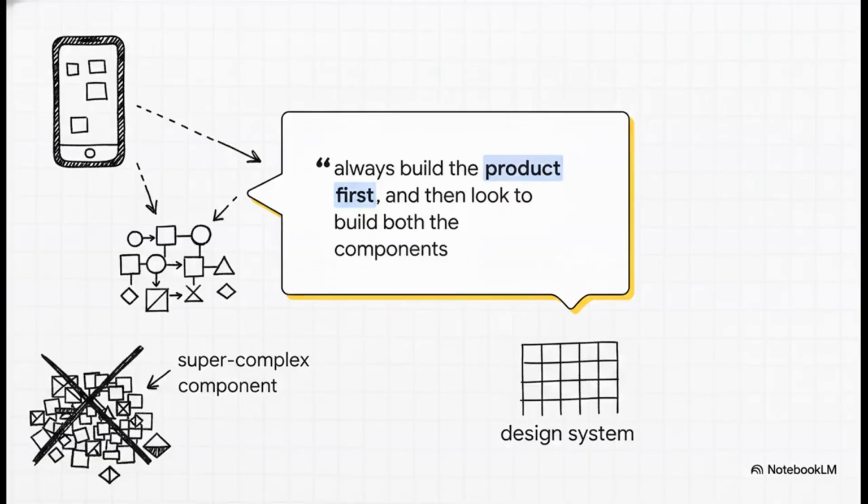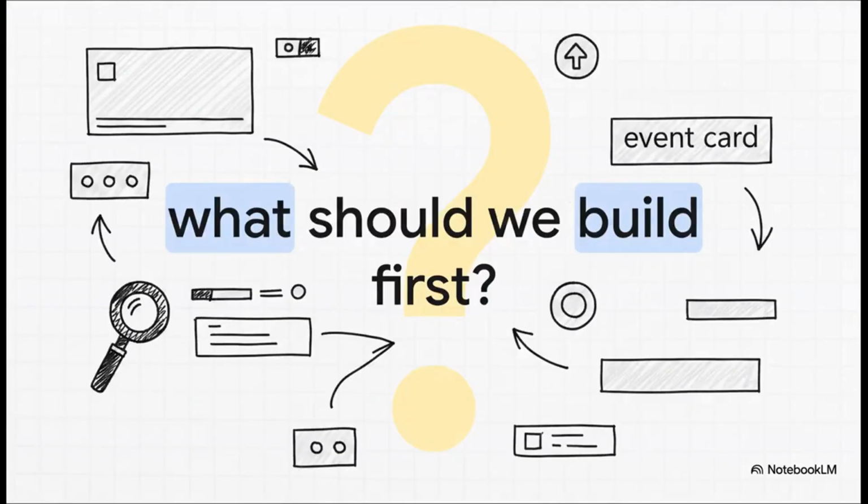And what happens? You end up with this absolute monster of a component where you're only using maybe 5% of its features. It's a huge waste of time. Components and systems need to be extracted from existing products, not the other way around. So that begs the vital question. What should we actually build first?